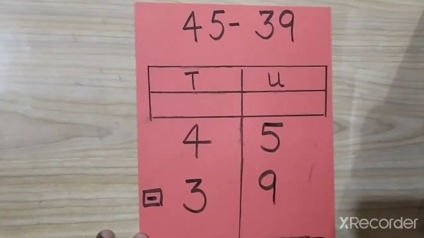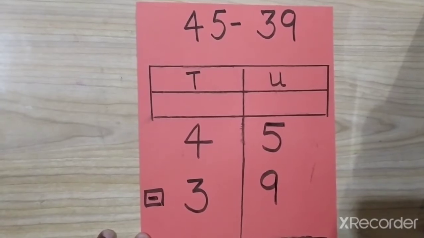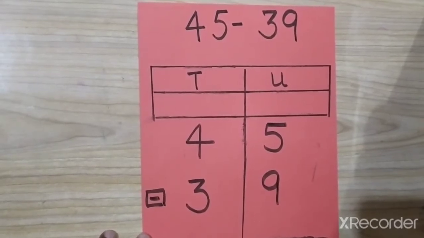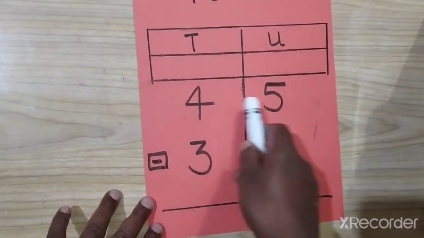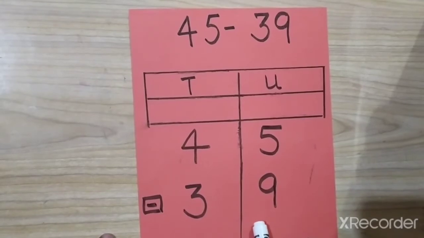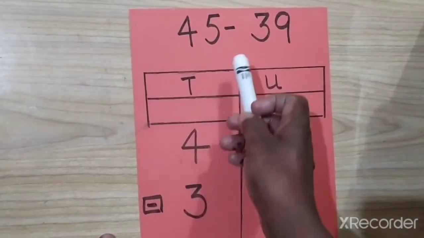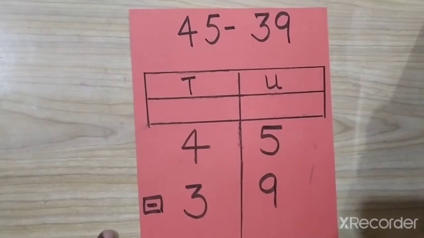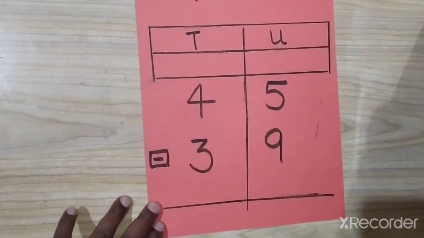Children, now let us check out the next sum. As you see, I have already written it down in the columns because we can avoid wasting time. So we can save time. 45 minus 39. 4 tens, 5 units, 39, 3 tens, 9 units. In the baby box, I have got the sign. It is called minus.